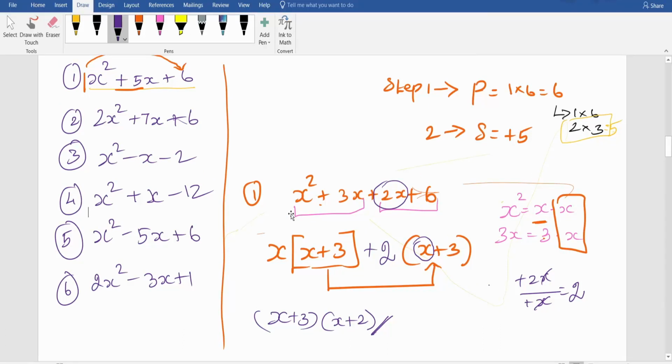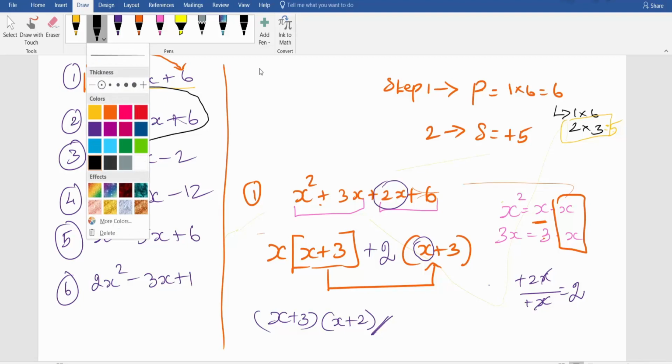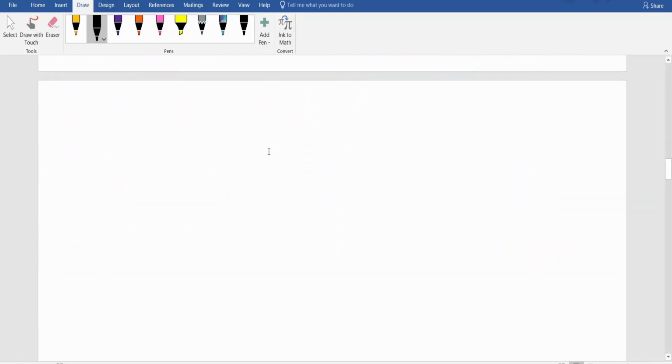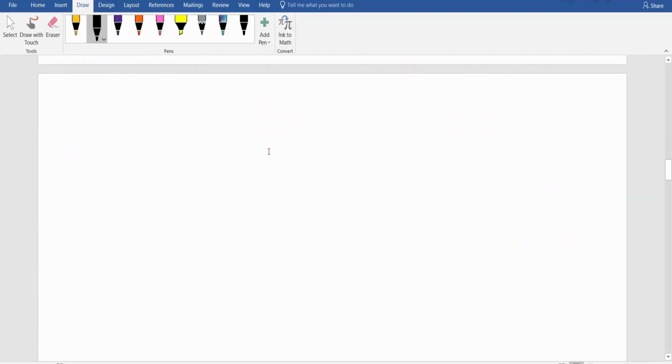Let us take question number 2. What we have here is 2x squared plus 7x plus 6. So let us try to solve this. There are other ways to do it. For example, whatever I'm explaining here is a detailed way so that the errors are reduced. Maybe let me solve this in the other way.